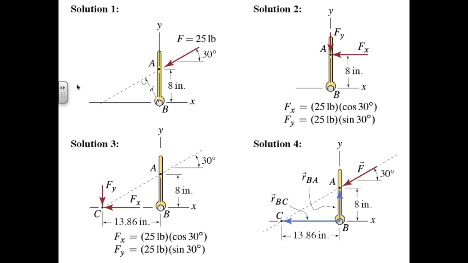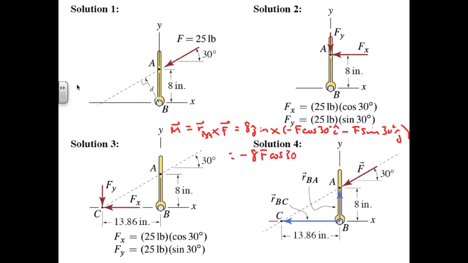Focusing first on using RBA, we have the moment is RBA cross F, which is 8j inches, crossed into minus F cosine 30 in I, minus F sine 30 in J. We'll get no contribution from crossing J into J. We have a minus 8F cosine 30 J crossed into I, and J crossed into I is minus K, so this is going to be 8F cosine 30 in K. And once again, that's going to give us 173.2 inch-pounds.